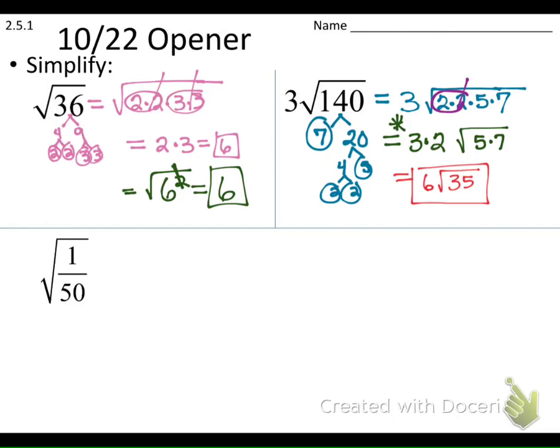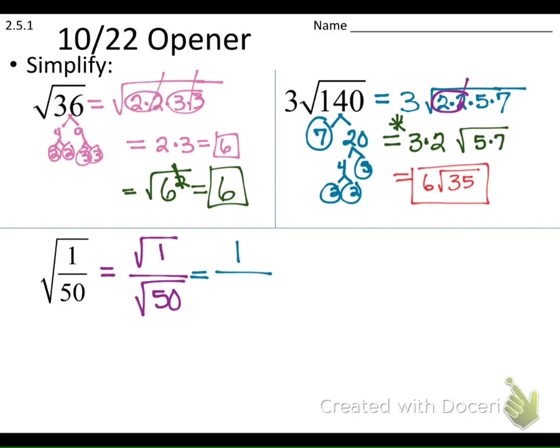So this next problem, the square root of 1 over 50. When I have the square root of 1 over 50, the first thing that I need to do is give each numerator and denominator its own square root sign. So I'm going to put my equal sign. I'm going to give the numerator its own square root and the denominator its own square root. From here, I just simplify each square root. Well, what's the square root of 1? 1. So that just goes to 1.